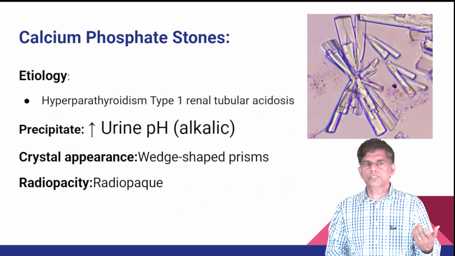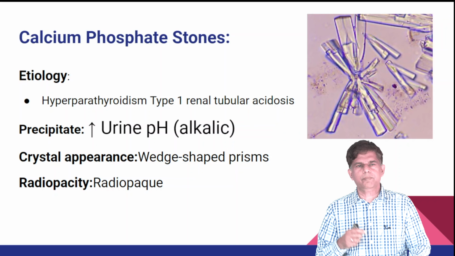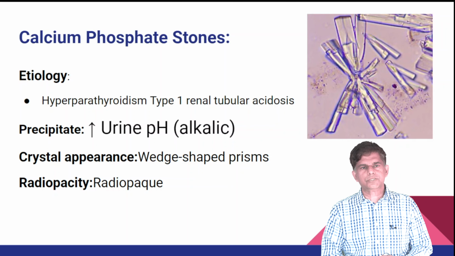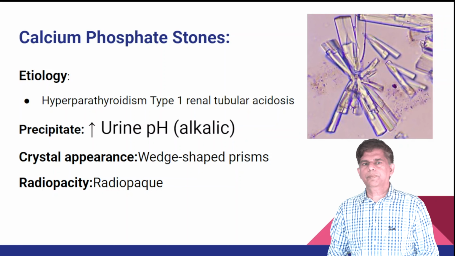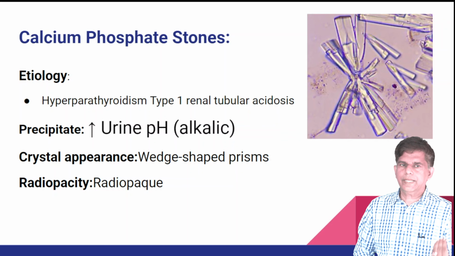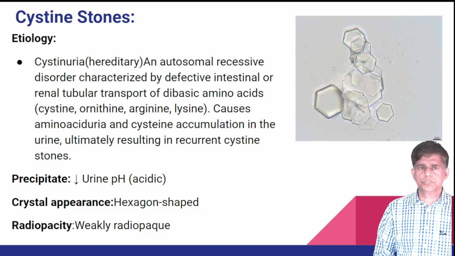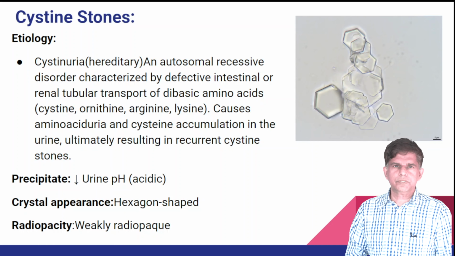And the calcium phosphate stone, you can usually see in hyperparathyroidism. The examination question is going to be about hyperparathyroidism, and then you've got type 1 renal tubular acidosis, and the precipitate in increased urine pH, the alkaline, and the crystal appearance is wedge-shaped prisms, and these are radio opaque. Now, then you have cystine stones. Where do they occur? Like cystinuria, which is hereditary, and it's an autosomal recessive disorder, right?